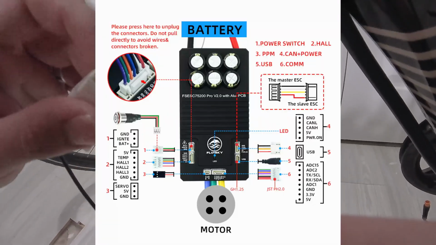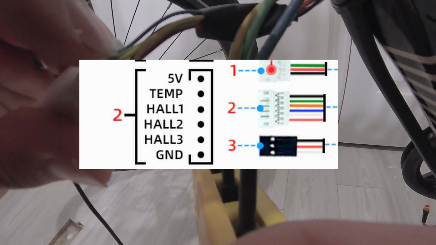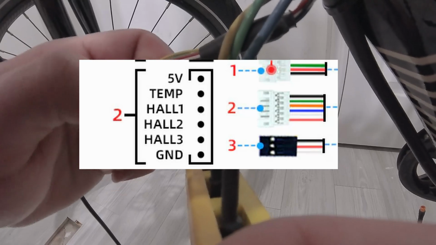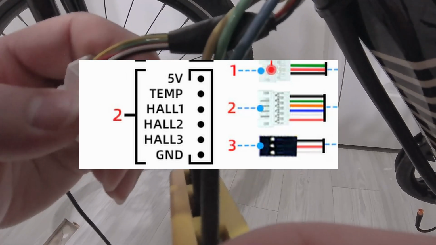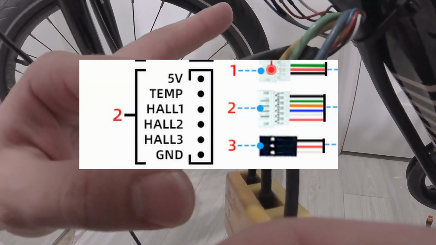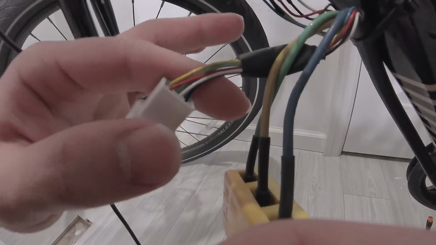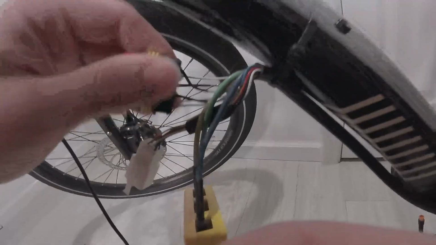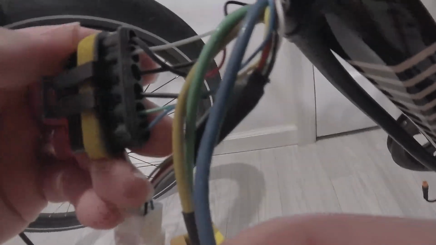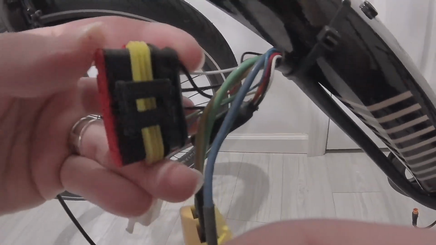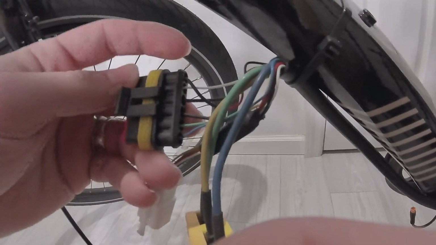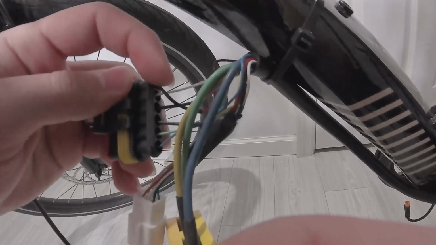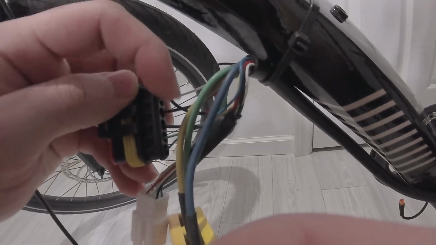Here's the diagram for the controller. If we look at number 2, that is our motor signal wires. We have hall sensors and also an optional temperature sensor. I do not currently have a temperature sensor in my motor, so I'll be ignoring that. Looking at my existing speed controller, we see that there are 5 wires. Red, black, blue, green, and yellow. Red is 5 volts power from the controller, black is ground, and the 3 remaining colors are the 3 hall sensor signals. We just need to translate this to our new controller.